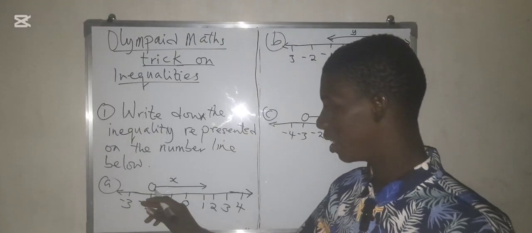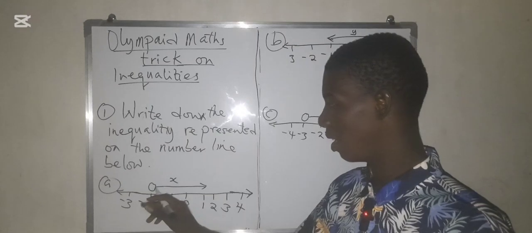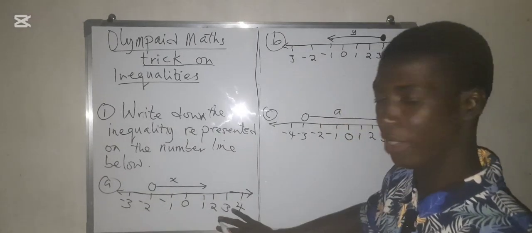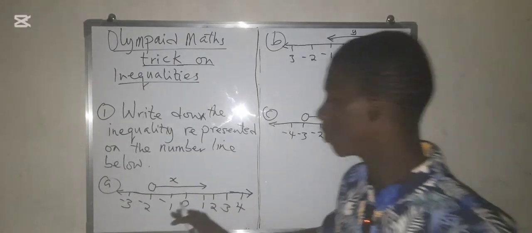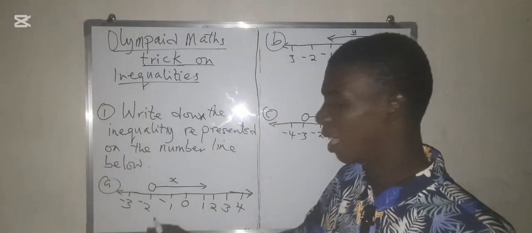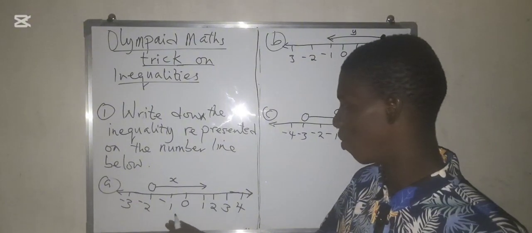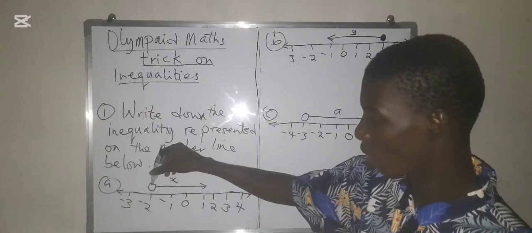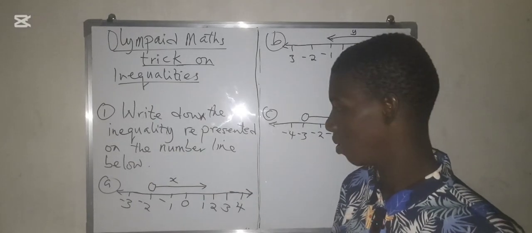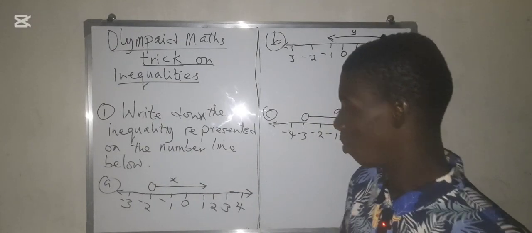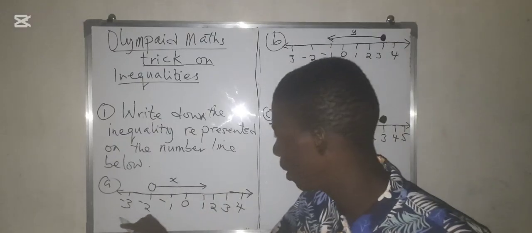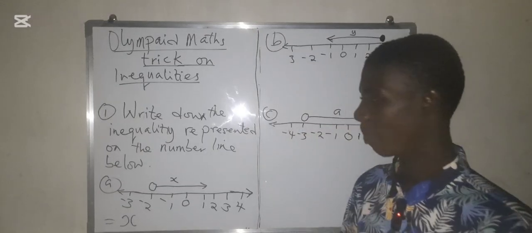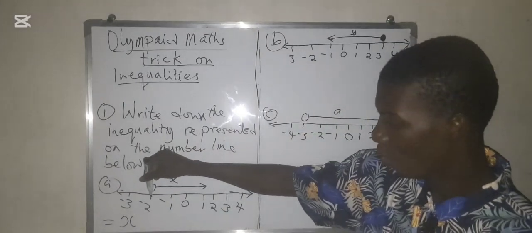Remember, this is a circular ring. This is the variable that is used. These are all sets of integers. Now, to write down the inequality that is represented on the first diagram, which is A, just check the ring. The ring falls under -2. But the variable that is used is x. So bring the variable first. That is x. Now, the circular ring falls under -2.